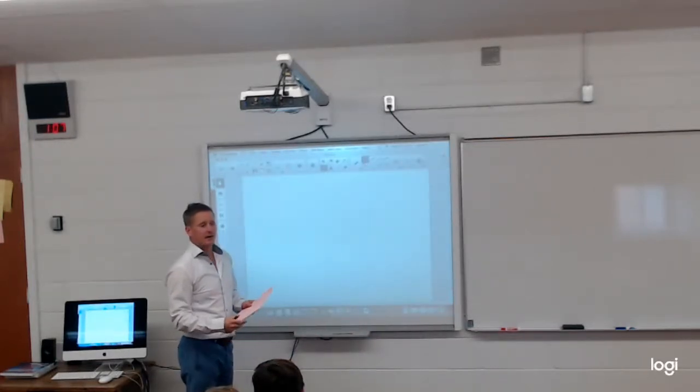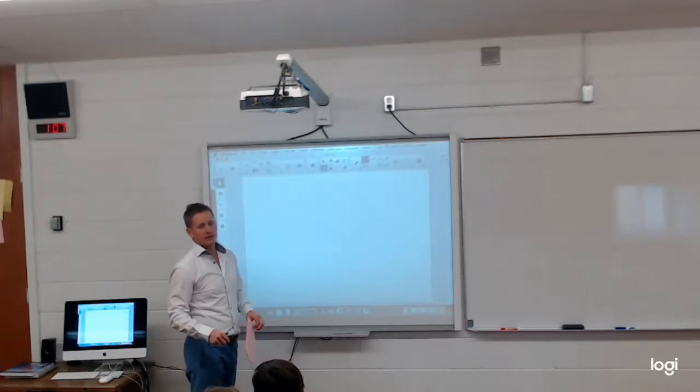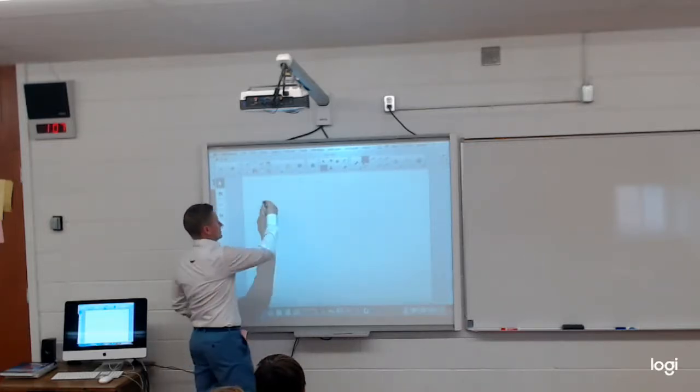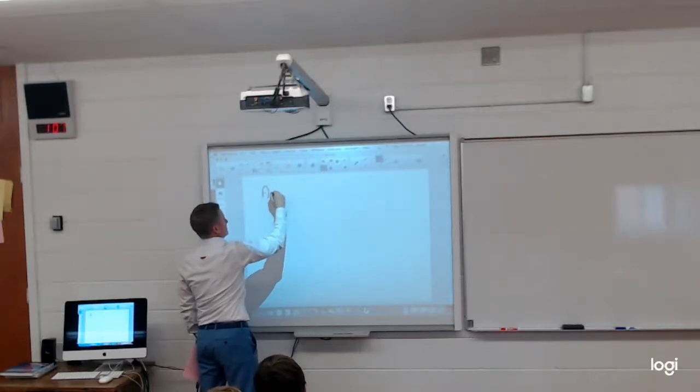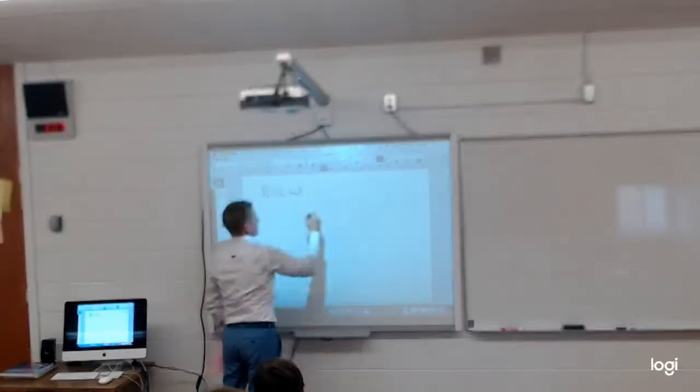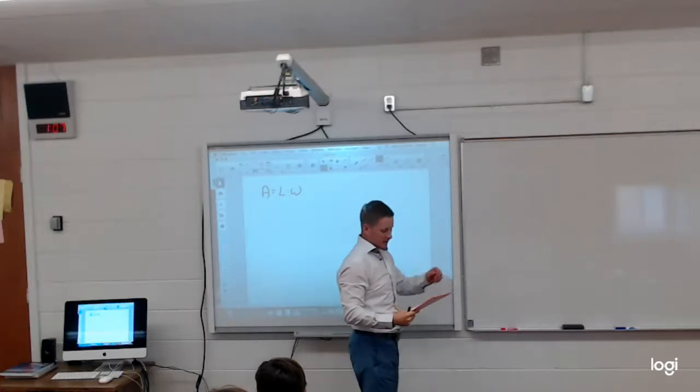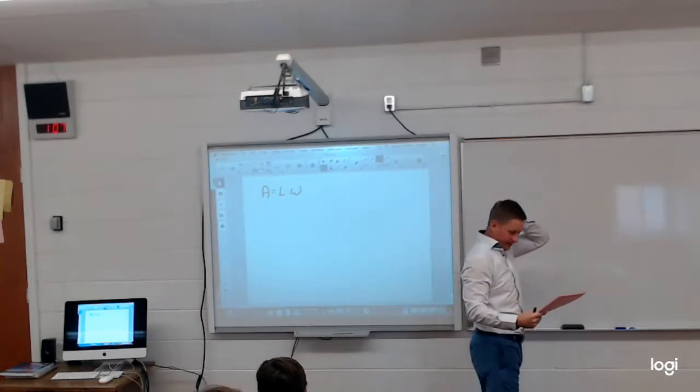How do we find the area of any four-sided figure? Length times width. So if it's a square or a rectangle, area is equal to length times width. Okay, so the first one's 9. The second one then is 25.